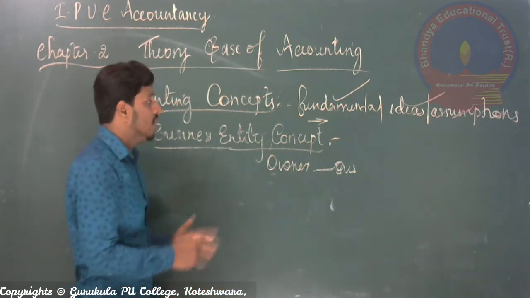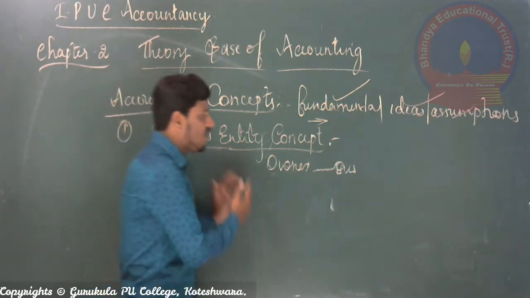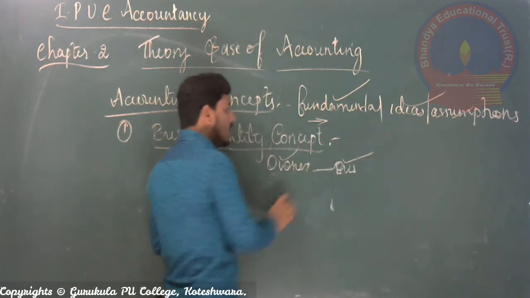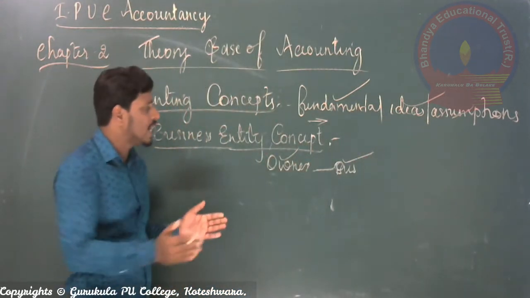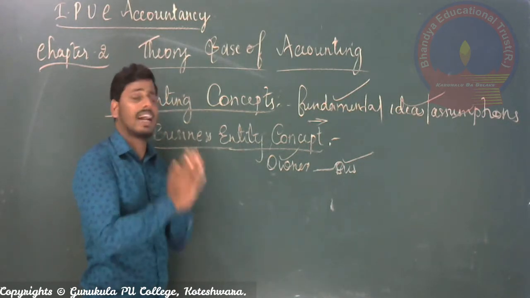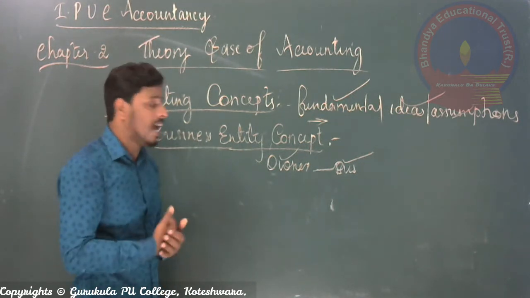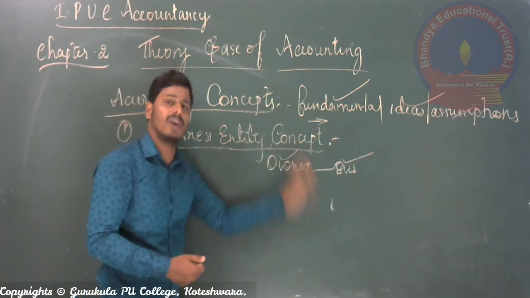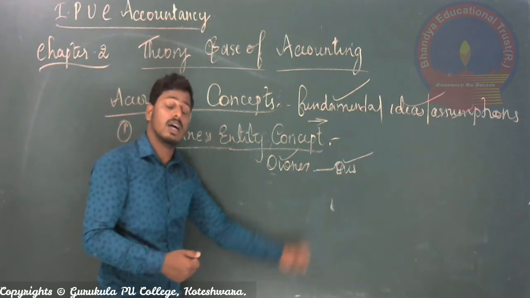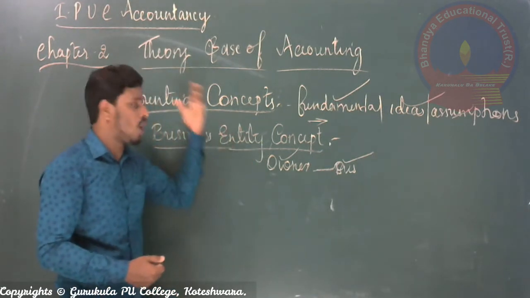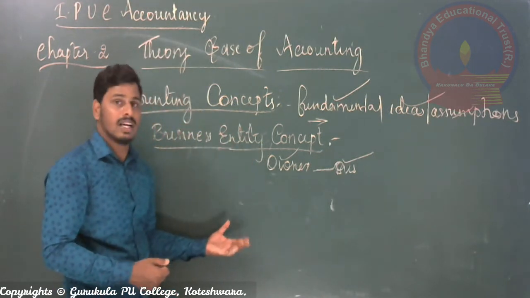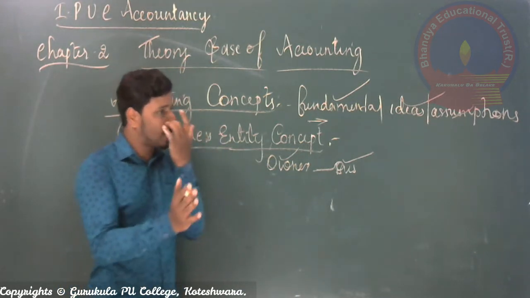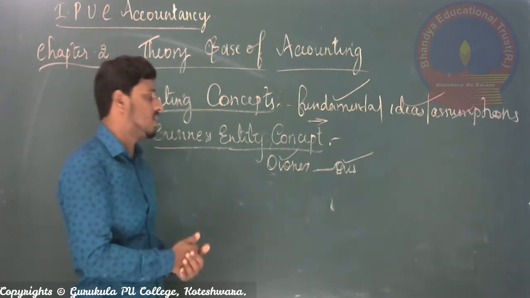That is why in accounting we have to make a separation between the business and the owner. There should not be togetherness while preparing the statements or the accounting work. This is called the business entity concept. Whatever the liabilities of the business concern, the profit earned by the business concern, or the loss incurred by the business, it is part of the business, not the owner.